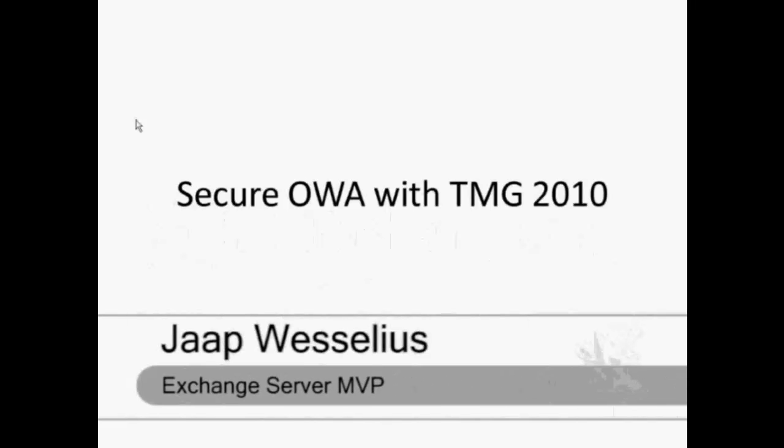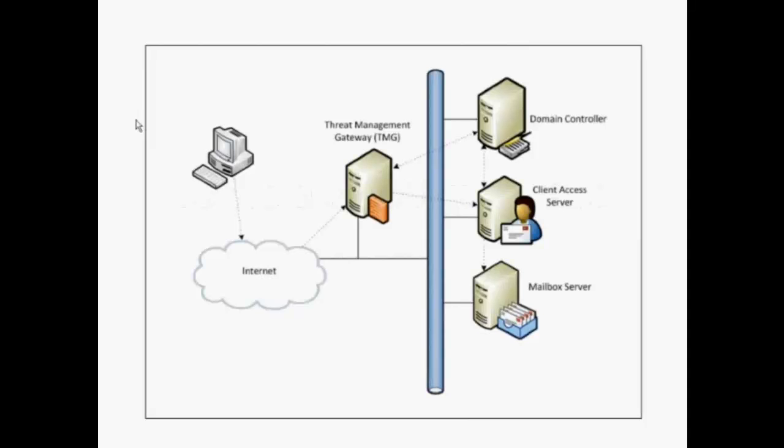In this presentation I want to show you how to secure Outlook Web App with Threat Management Gateway, or TMG 2010. What we want to achieve is that when users on the internet connect to our Exchange environment, they connect to a Threat Management Gateway, they are authenticated on the Threat Management Gateway, the request is forwarded to the client access server, and the message content is retrieved from the mailbox server.